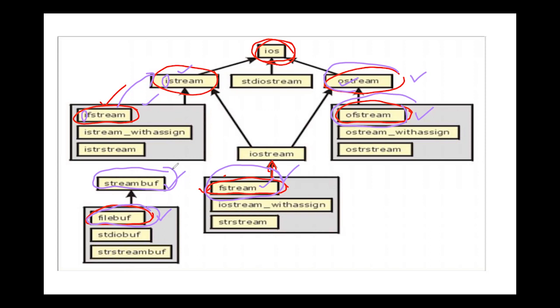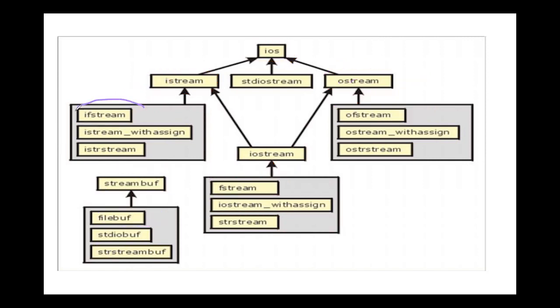So central to file handling are three classes. They are ifstream, ofstream, and fstream. This you need to remember. The very main classes we will be dealing with are ifstream, fstream, and ofstream. Basically we will be learning more about these three classes, but this particular picture is to show you from where we have derived which one.